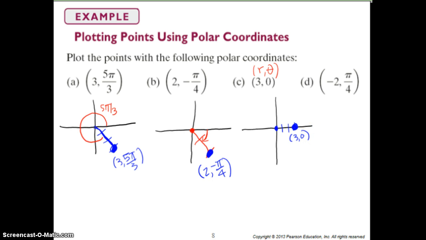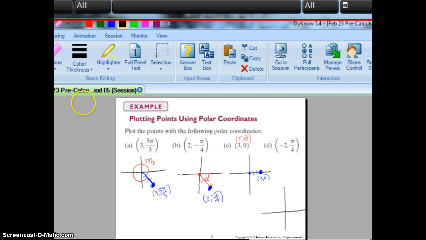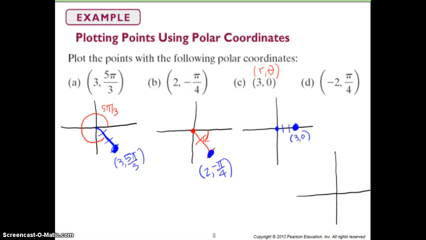Okay, and then last one, if we have -2, positive pi over 4, again we're going to draw our grid. This time we are rotating in the positive pi over 4 direction. So first let's rotate our angle pi over 4 units. So we're going to be going into quadrant 1.